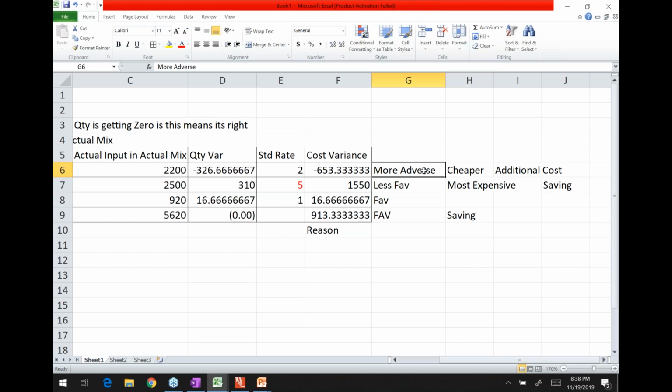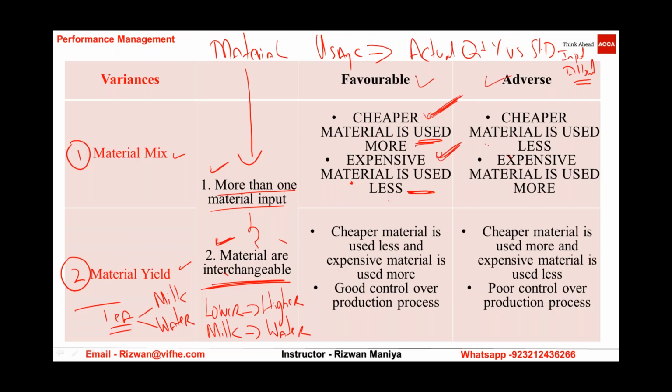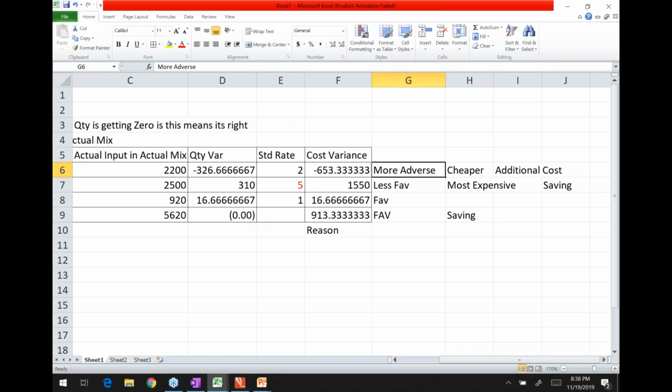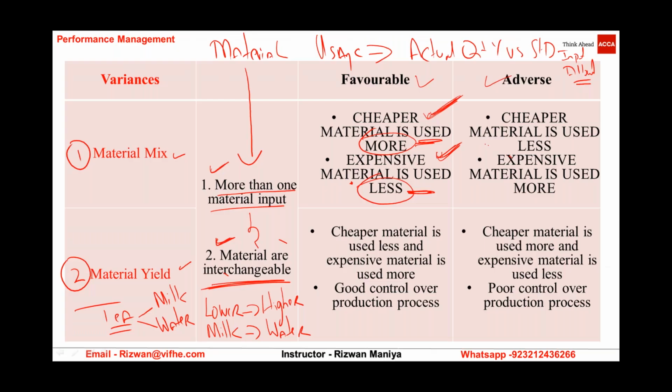So whenever it's favorable, guys, remember cheaper material will be used more and expensive material will be used less, and that results in a favorable material mix variance. I hope this is clear to all of you. When it's adverse, it's vice versa. So let's look at the vice versa. In case of adverse, it will be cheaper material used less and expensive material used more.